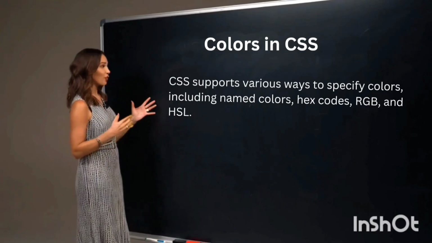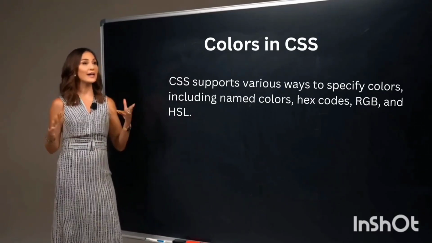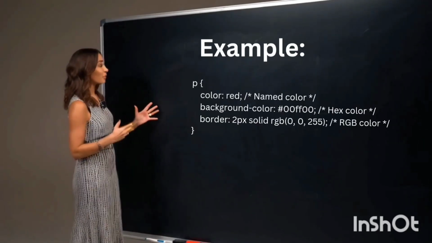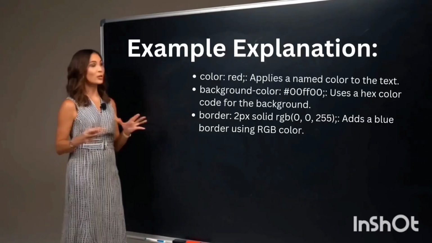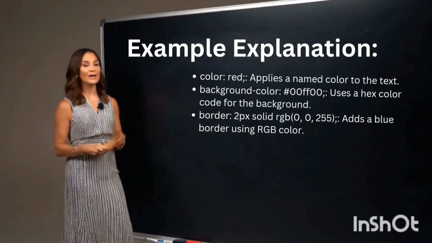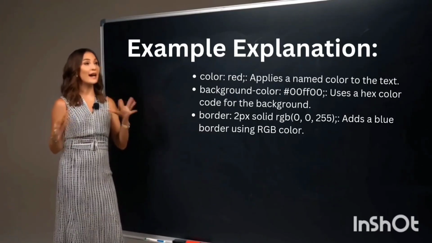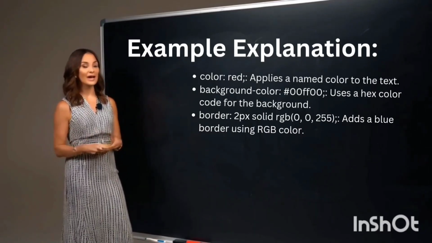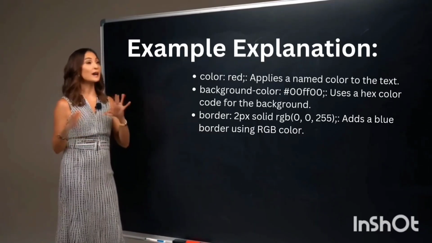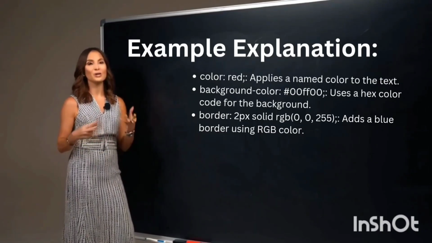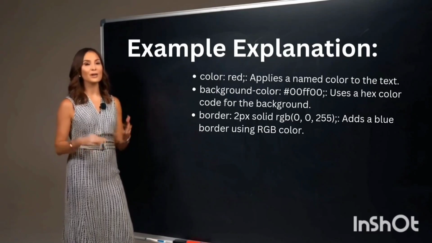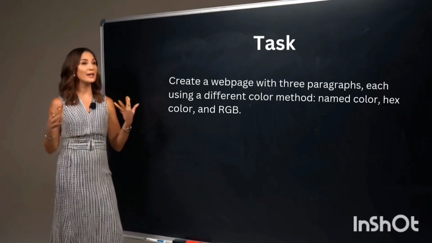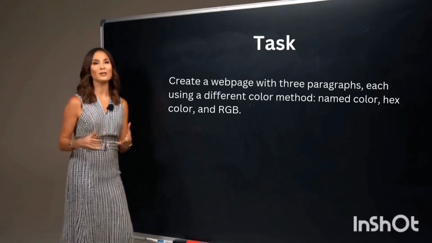Colors in CSS support various ways to specify colors, including named colors, hex codes, RGB, and HSL. Let's see the example. Apply different styles for the paragraph. Example explanation: color red applies a named color to the text in the paragraph. Background color #00FF00 uses a hex color code for the background of the text. Border 2 pixels solid RGB(0, 0, 255) adds a blue border using RGB color. The task: create a web page with 3 paragraphs, each using a different color method: named color, hex color, and RGB.